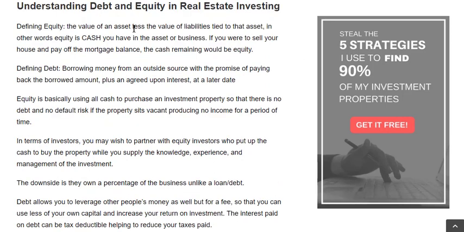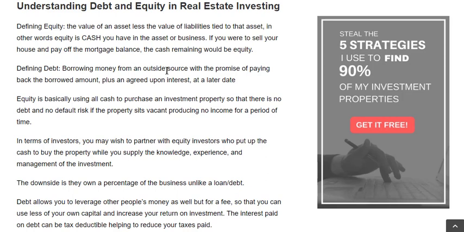All right, so defining equity. Equity is the value of an asset less the value of the liabilities tied to that asset. So in other words, equity is the cash that you would have on hand in that asset if you were to sell it. So let's say we buy a house and we get a loan, and it's a $200,000 house. We get a loan for $100,000. We put $100,000 cash into the property. We now own this $200,000 asset. However, equity would only be $100,000. Our debt would be the other $100,000 since we took a loan on it.